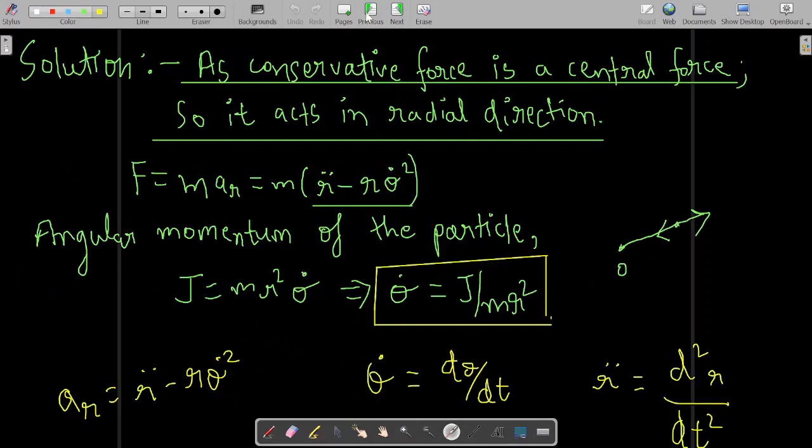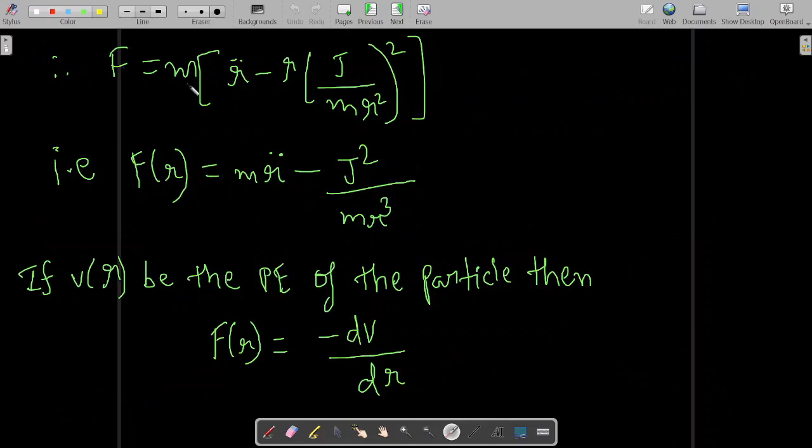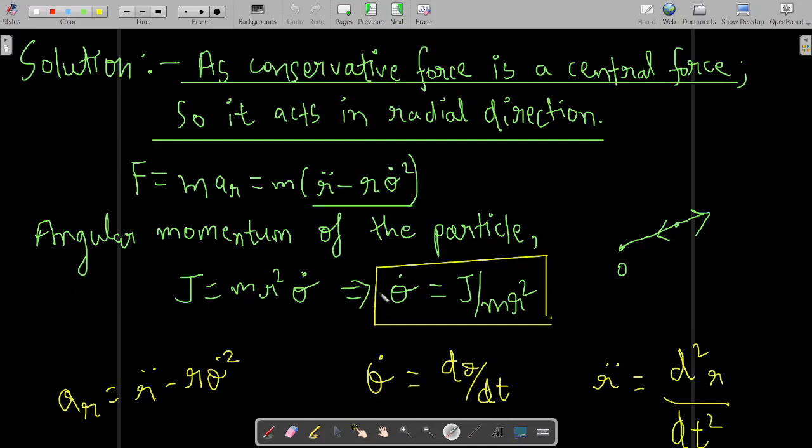Now this J is angular momentum, theta dot is d theta by dt, and it is equal to J by m r square actually. Therefore F equals m times r double dot minus r theta dot square. Now you can clearly have a look. Just substitute this theta dot value over here, in this particular expression.